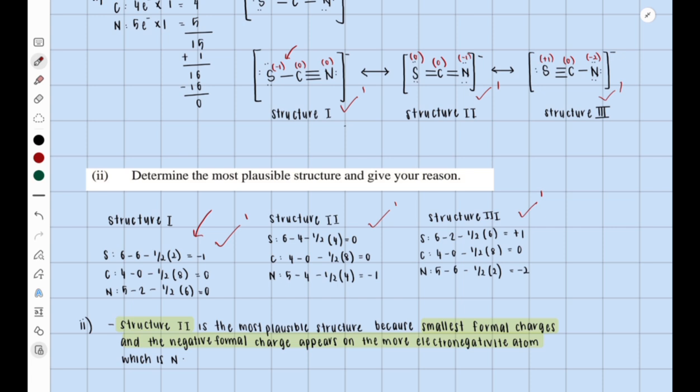The most possible structure is structure 2. If you write structure 2, you will get 1 mark. And give your reason: because it has the smallest formal charge, and the negative formal charge appears on the more electronegative atom, which is N. You will get 1 mark. Just like that.